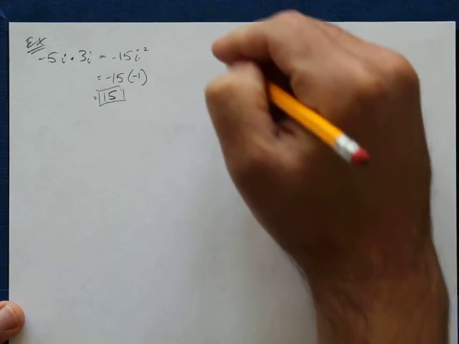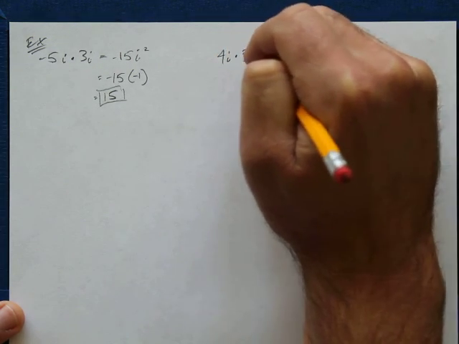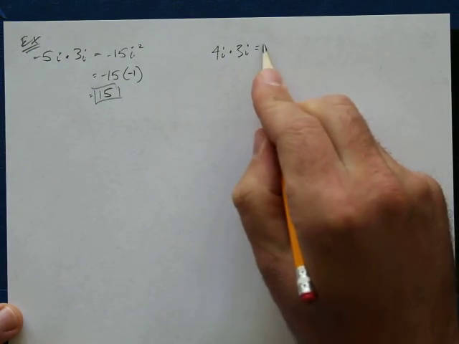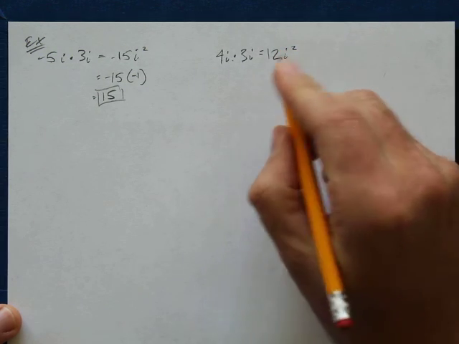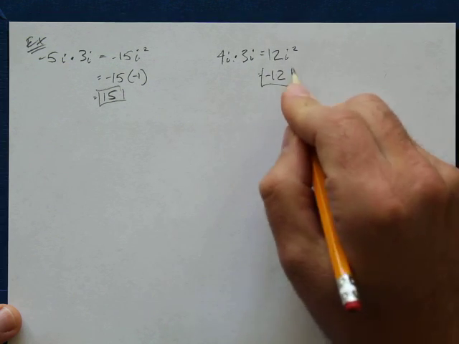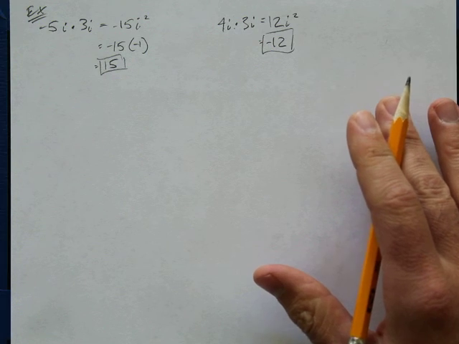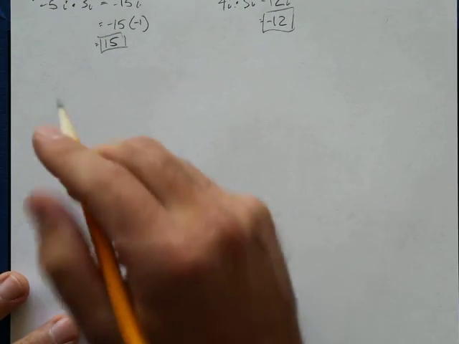Let's do another one. 4i times 3i. See what that equals. All right. 4 times 3 is 12. i times i is i squared. Remember, i squared is negative 1. So 12 times negative 1 is negative 12. Okay. Let's do, oh, I should have had you do that one. All right. We'll keep going.